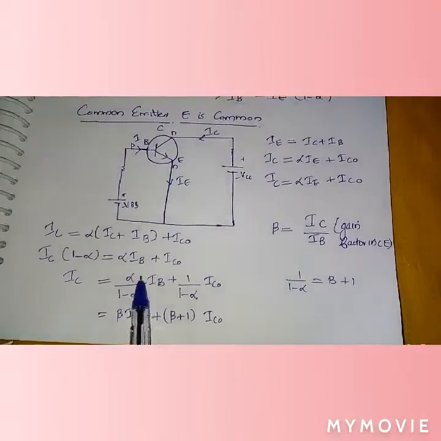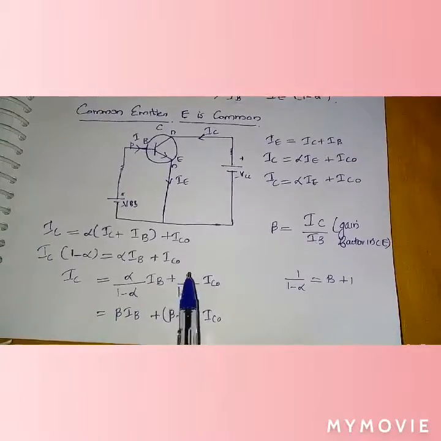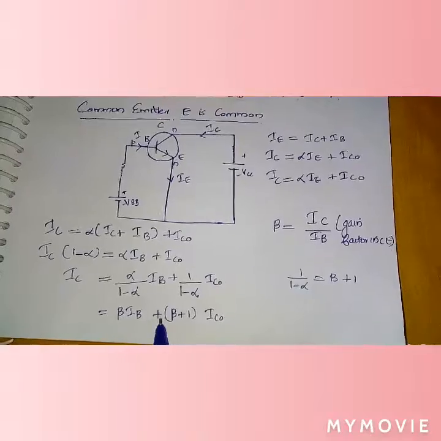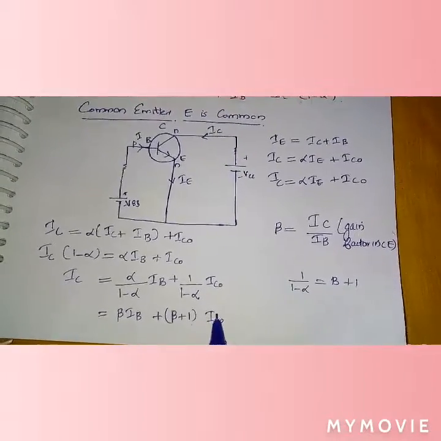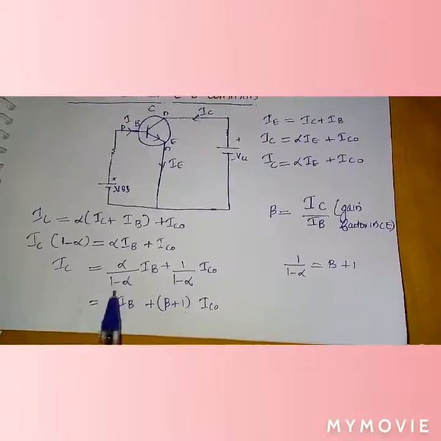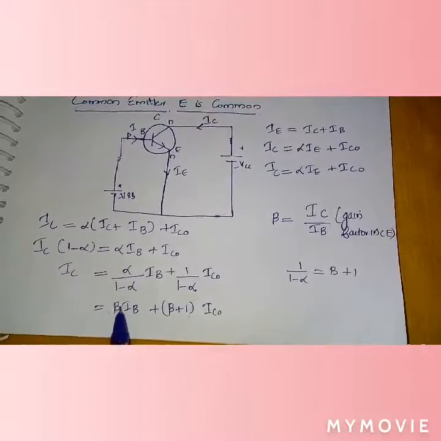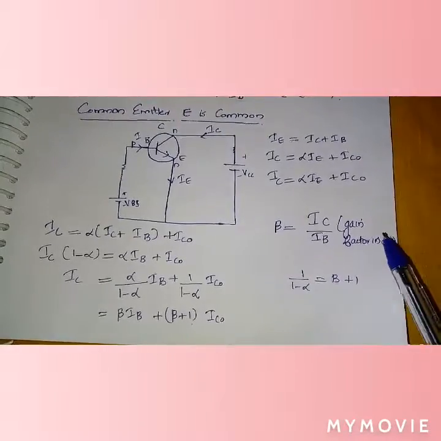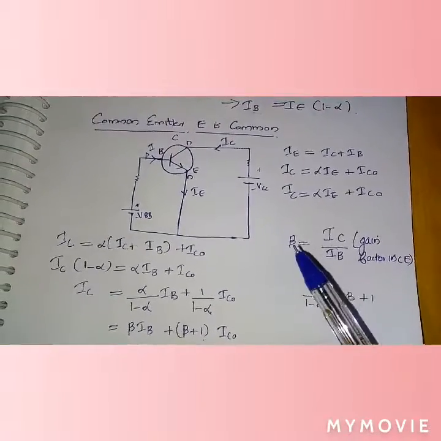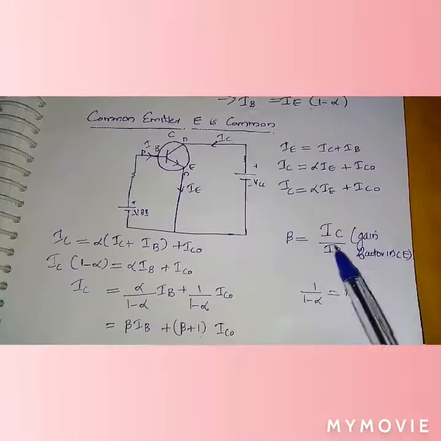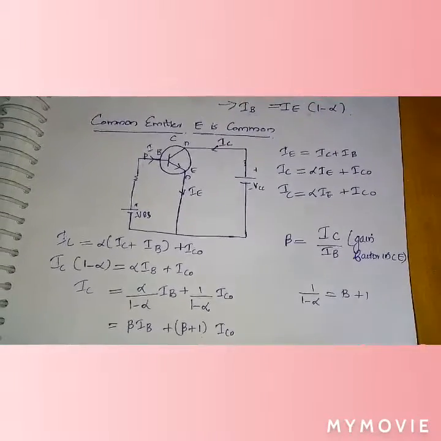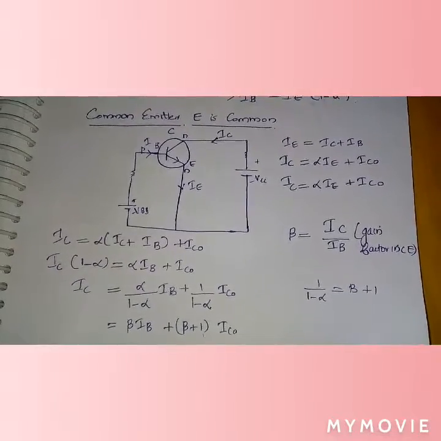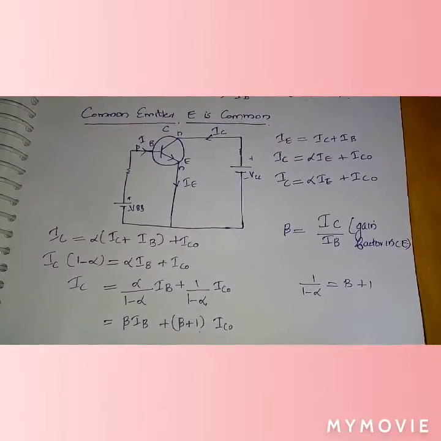We can substitute alpha by (1 minus alpha) as beta and 1 by (1 minus alpha) as beta plus 1. So we get beta IB plus (beta plus 1) ICO. Okay. So how do we substitute this as beta and beta plus 1? That is, beta is IC by IB. That is the gain factor in common emitter configuration. We should remember this equation. The gain factors are very important. So we should remember three equations in common base, common collector, and common emitter configurations.